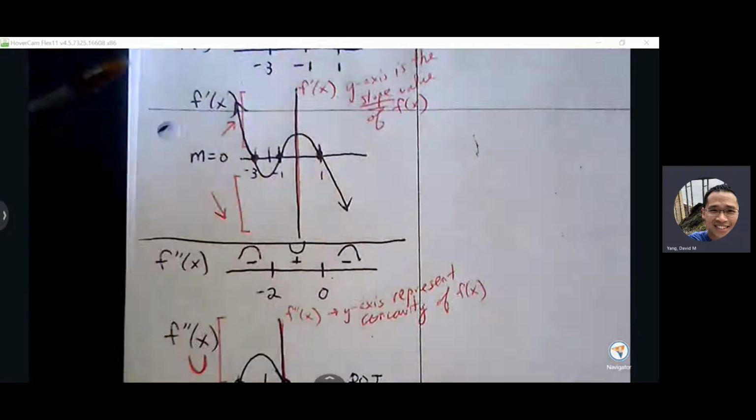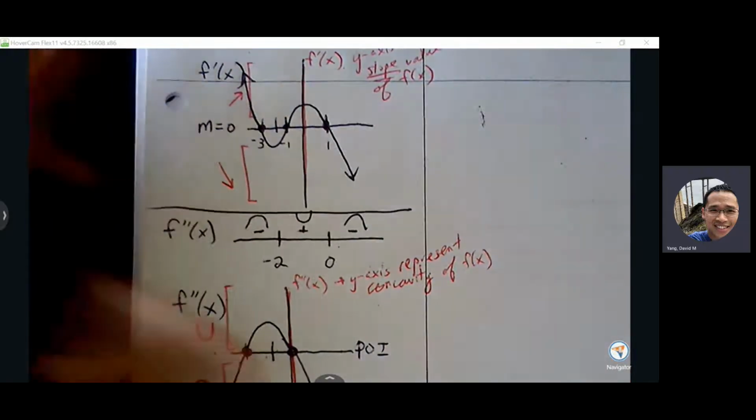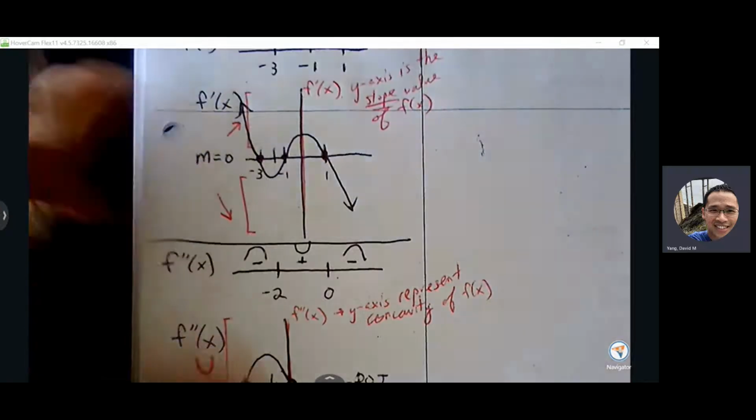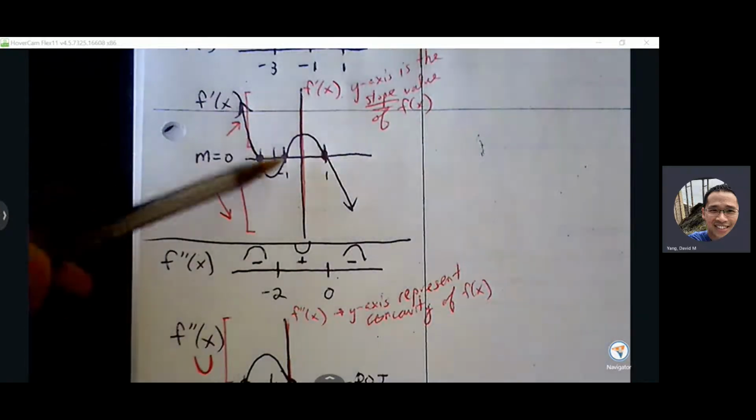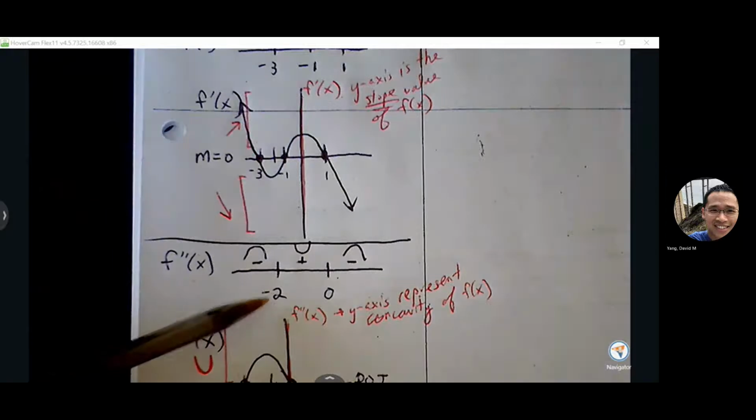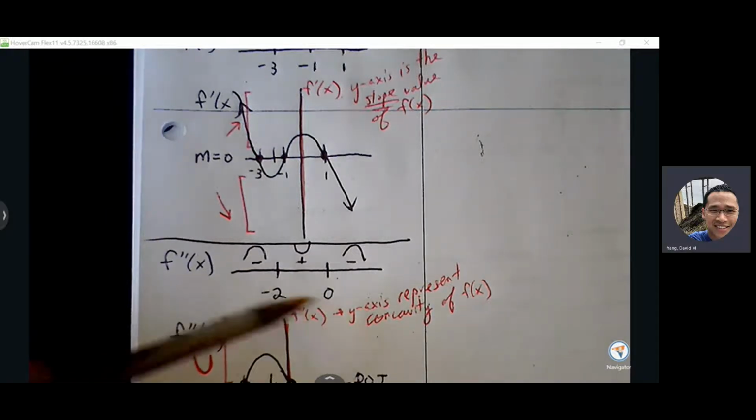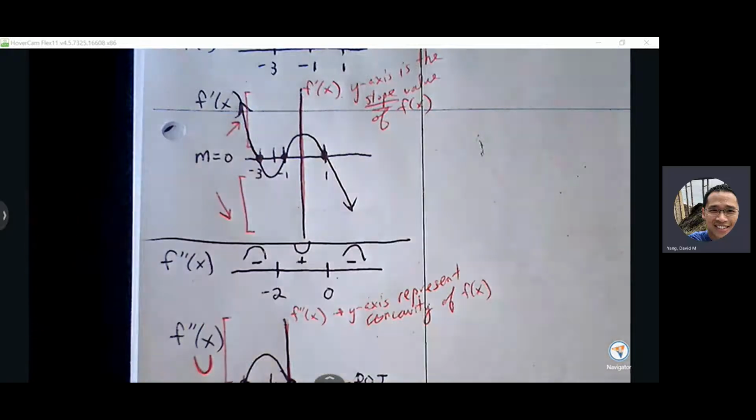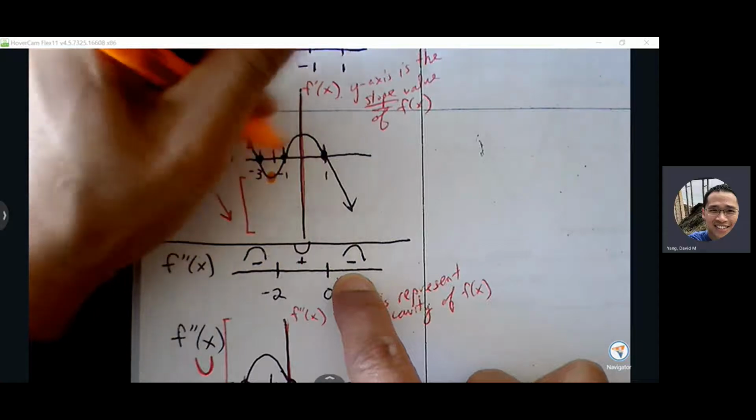Now, what relationship do you see here between the points of inflection that we found here versus where they're located on the derivative graph? What's special about -2 and 0 in terms of their location on the derivative graph? Max and mins. Okay, let's talk about why that's the case.